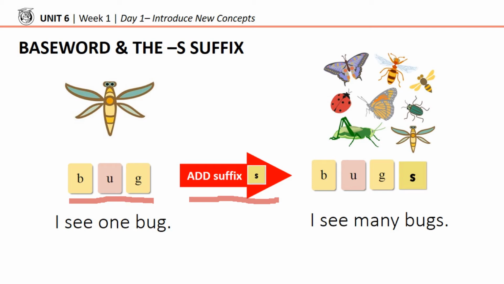I think the S sounds a little bit differently when I add it to the word bug. It turns into bugs. The S doesn't sound like S as in snake, but it sounds like the Z as in zebra. I see many bugs. Let's investigate this further, shall we?